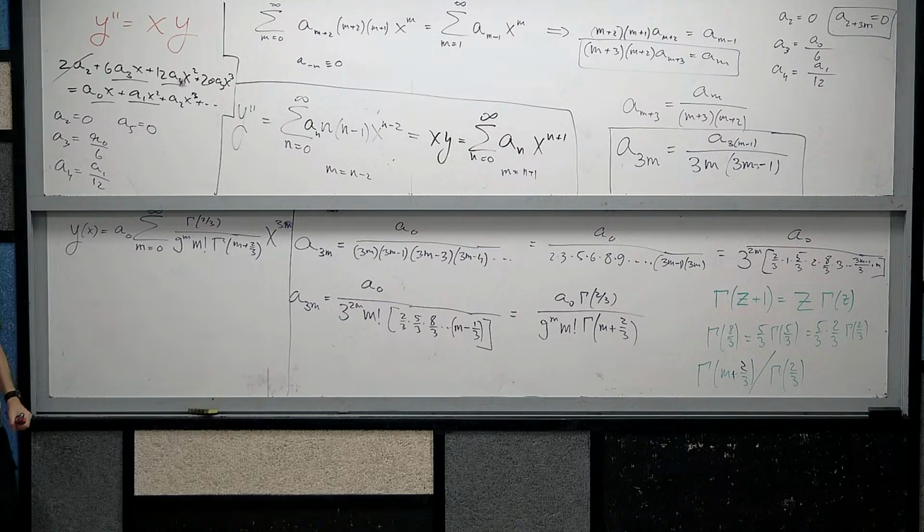Why do we specifically have to define the gamma a? Why do we have to specifically define a of 3n for the Airy equation? Just to practice.